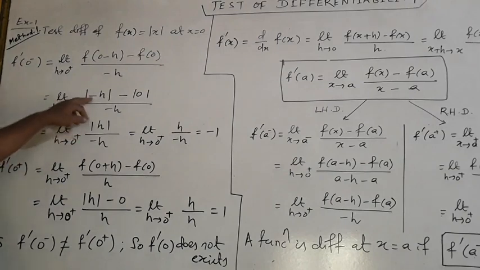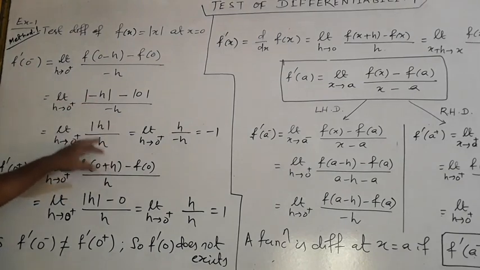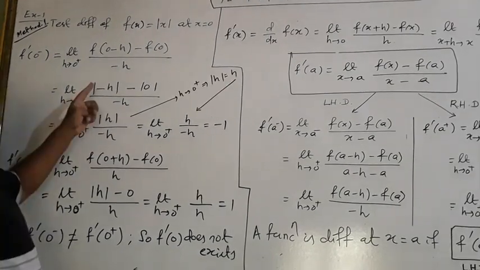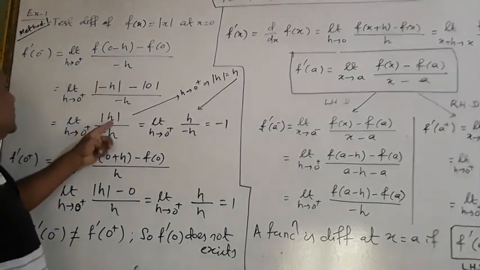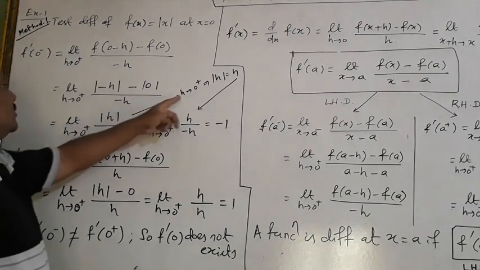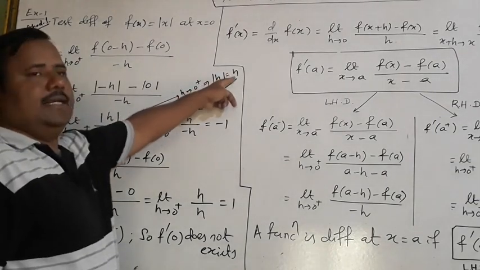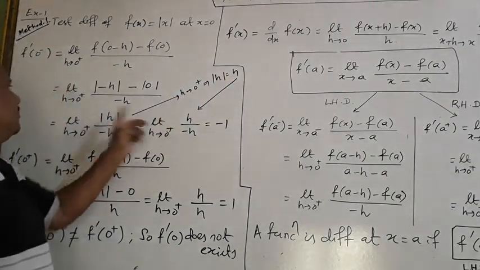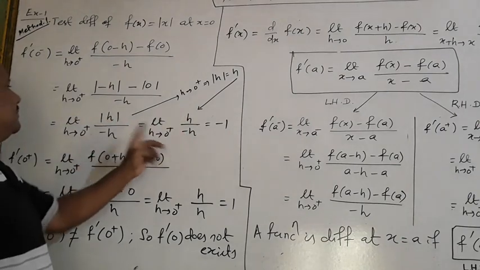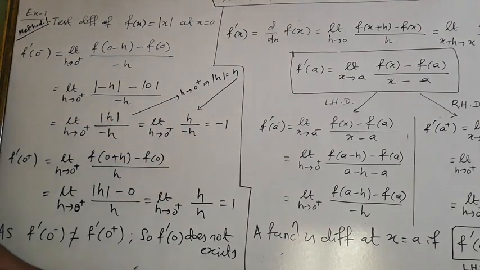So this becomes |h| / (-h). You know |h| is equal to what? For h tends to 0 plus, |h| is equal to h. So in place of |h|, I am writing h / (-h). The result is what? Minus 1.